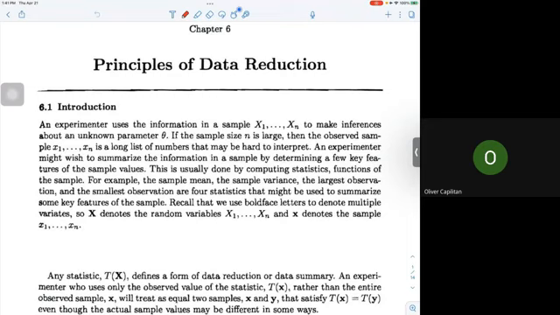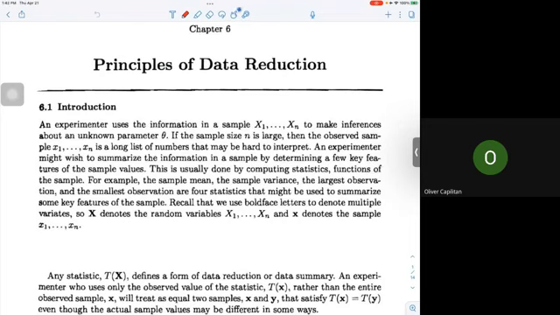I started discussing chapter 1 up to chapter 5 of the book Statistical Inference by George Casella and Roger L. Berger. And I'm going to use this book also for our subject STAT 332. So we're going to start now on chapter 6, in which we have these principles of data reduction.